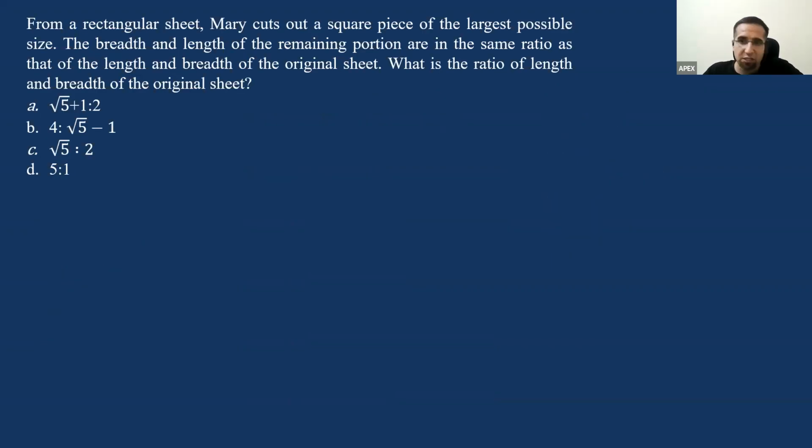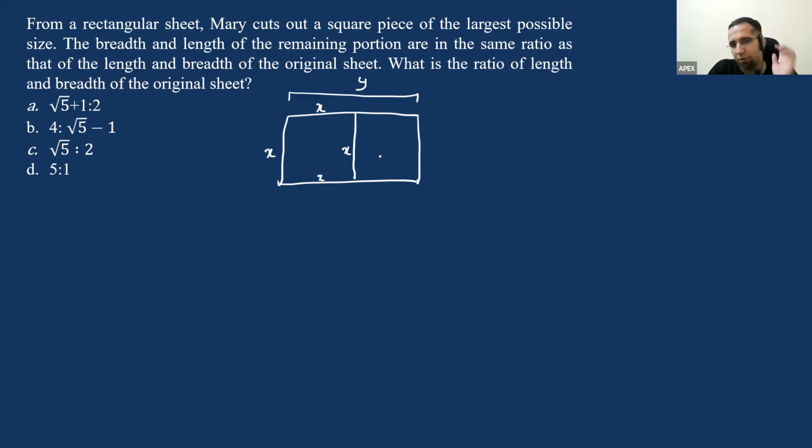Next, for the batches where the mensuration part is also completed, let's look at this. From a rectangular sheet, Mary cuts out a square piece of the largest possible size. So if this is my rectangle, the maximum possible square I can take out is this part. Suppose this is x, then this part is also x, this part is also x, and this part is also x. And I'm taking this part as y.